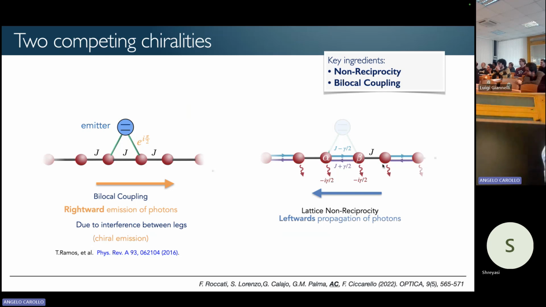Let's analyze these two effects separately. Suppose that instead of that complicated lattice, you have just a very simple tight binding. Every single cavity interacts normally, everything is Hermitian and so forth. Now you have a bilocal coupling. If you choose the interaction between these two legs such that they have a specific phase difference, then you can destructively interfere the emission of a photon towards the left, and constructively interfere the emission of a photon towards the right. Therefore, these emitters only emit photons towards the right because of this specific choice of coupling points. Now, you also have the non-reciprocity, meaning photons like to propagate leftwards. The photons are emitted rightwards by the emitters, but naturally in this lattice, photons propagate leftwards.